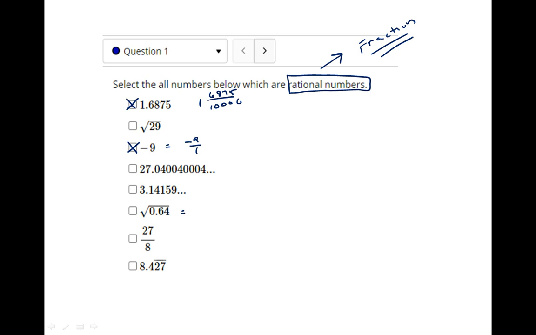0.64, if you take the square root of that, you get 0.8, which is equal to 8/10, which is a fraction. It's rational. 27/8 is a fraction, and we know that repeating decimals can be written as fractions. So those are all rational.